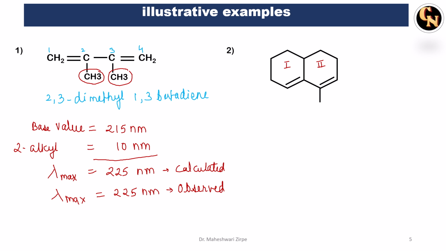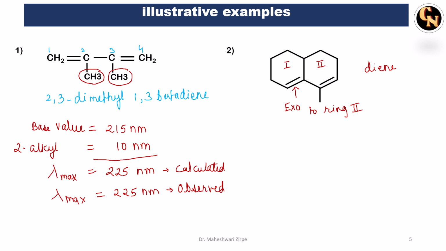So if you see the conjugation here, that means it is a diene. Double bond, single bond, double bond, correct? So basically a diene is there. But which type of diene? You will find for the second ring, this double bond is exo. This double bond is exo to, let me write it here, the double bond is exo to which ring? Ring number 2.